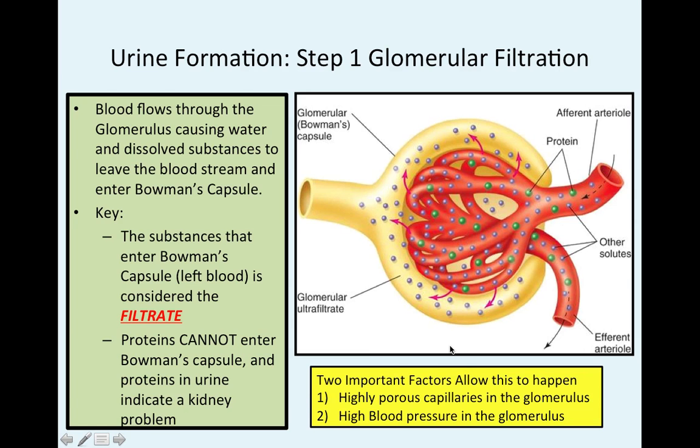Okay. Now, two important factors allow this to happen. One, the highly porous capillaries of the glomerulus. These capillaries right here are very porous, so their plasma membranes allow a lot of transfer out of the bloodstream and into Bowman's capsule. And the other one is the high blood pressure in the glomerulus. When we pump in blood, we put a lot of pressure inside each of these tubes, which will drive liquids out of these tubes and into Bowman's capsule.